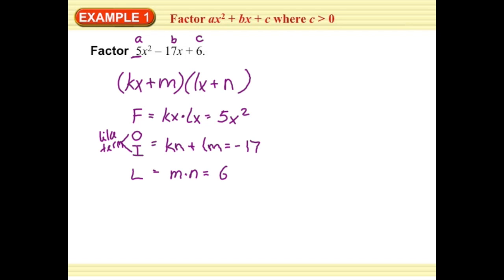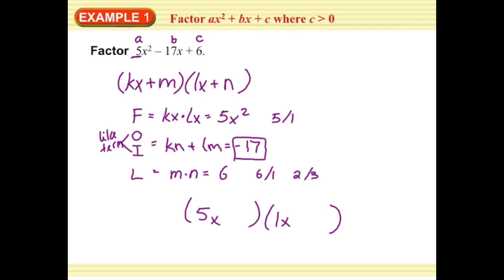So I need to start by figuring out some factors of both k and l and m and n. For k and l, factors of 5 are just 5 and 1. For m and n, factors of 6 are 6 and 1 or 2 and 3. So now I need to think about combinations of those numbers that will in fact give me that middle term of negative 17. So when I write my factors, I know I'm going to have 5x times 1x here. And I just need to come up with the second half.